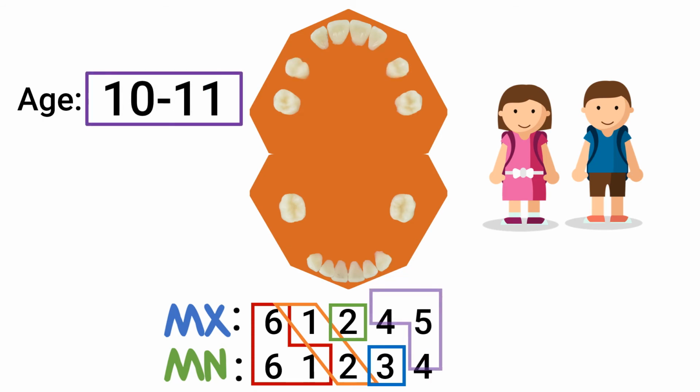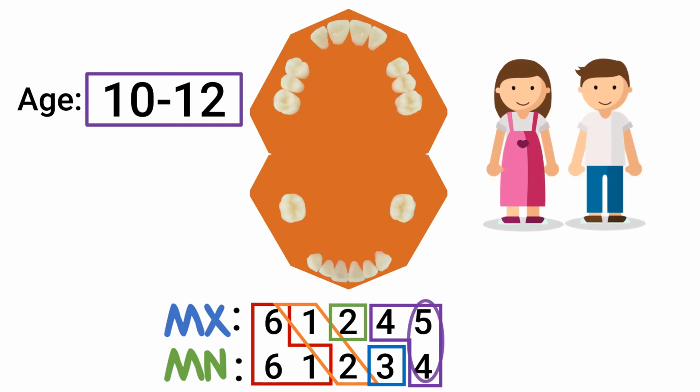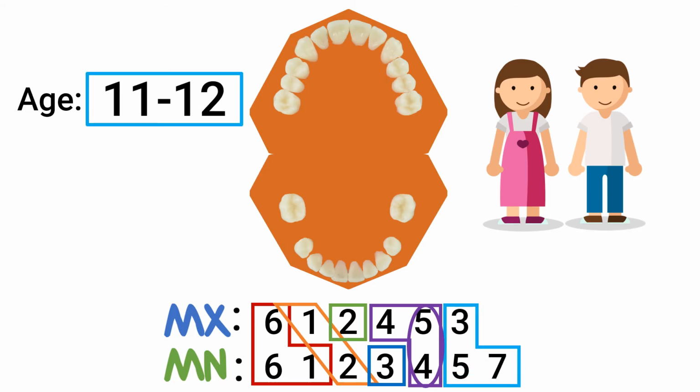From 10 to 11, the upper first premolars will come in first, and from 10 to 12, the upper second premolars will follow, as well as the first lower premolar. And then from 11 to 12, the upper canines will finally come in, and so does the lower second premolar to finish the eruption of all the premolars and the canines.